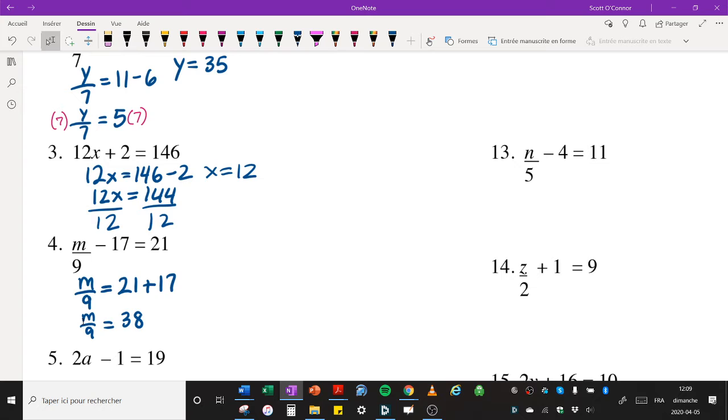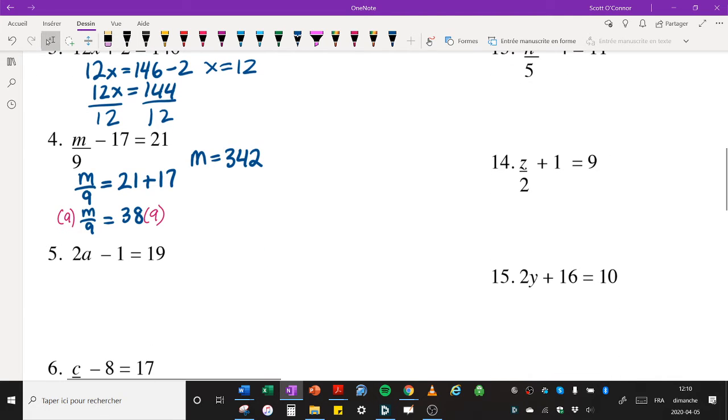Now I have divide by 9 in the way. How do I get rid of divide by 9? I multiply both sides by 9. I then get m is equal to the result of 38 times 9, which gives me 342. m is equal to 342.